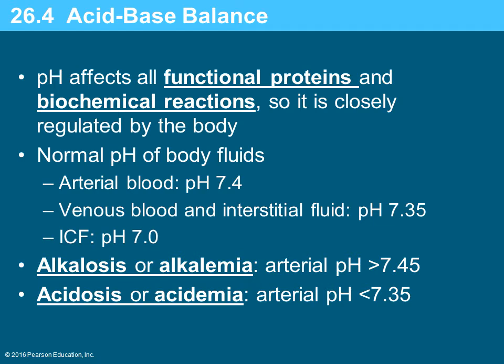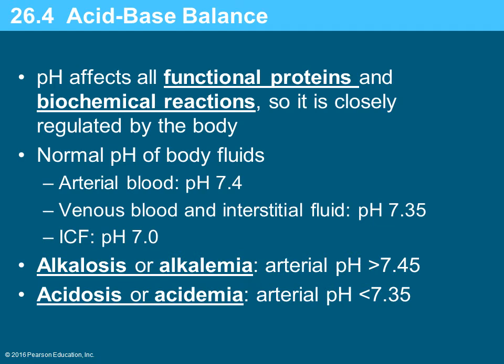Normal pH in the body depends on where you're looking. Arterial blood is normally maintained right at 7.4. In the interstitial fluid and the venous blood, it's slightly lower, 7.35. In the intracellular fluid, it is going to be a pH of 7. If the arterial pH is above 7.45, then you have alkalosis. If it is below 7.35, it is acidosis.